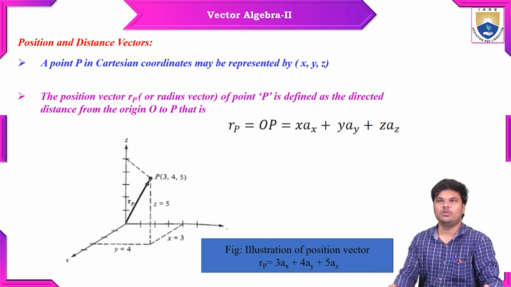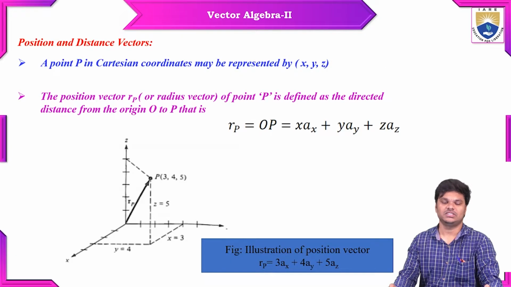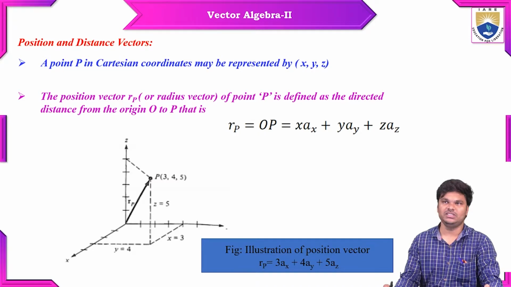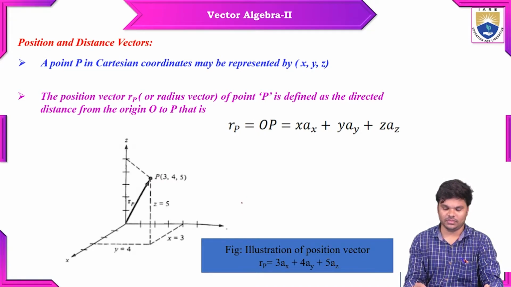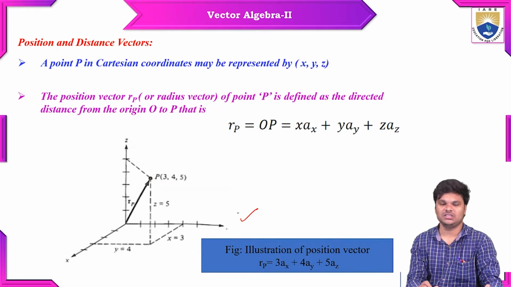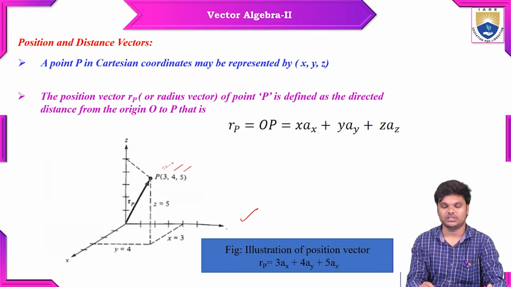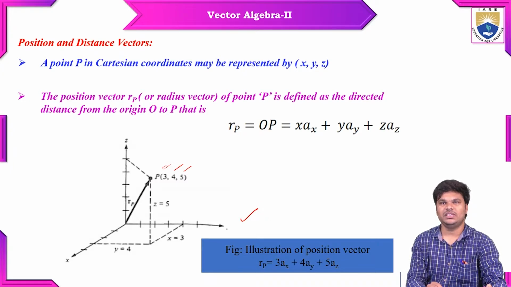In the last class, we discussed vector addition and vector subtraction. So let's see the position and distance vectors. What is position? Let's consider this diagram. P is a point in a three-dimensional space. Since it is a three-dimensional space, we have three coordinates, so any point in space is represented by three coordinates, x, y and z.